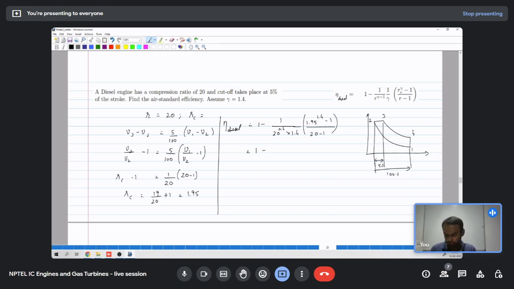Let me break this down. 1.95 power 1.4, so the numerator is 1.547, and this is 20 power 0.4 into 1.4 into 90. So this is 1 minus 1. Is this right?